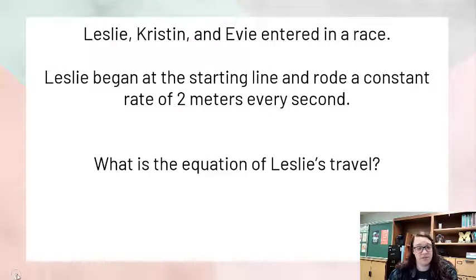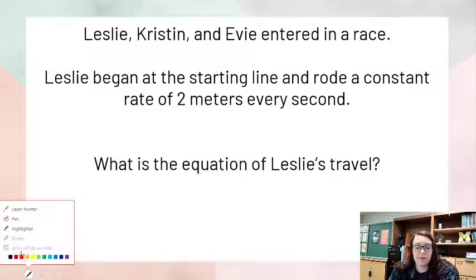So here's my first example. We've got a little story problem for us. We've got Leslie, Kristin, and Evie who entered a race. Leslie began at the starting line and rode a constant rate of 2 meters every second. And I want to know the equation of Leslie's travel. Now it says riding, so I'm going to say maybe they're riding horses or something. So let's see if we can figure out the equation of Leslie's travel.